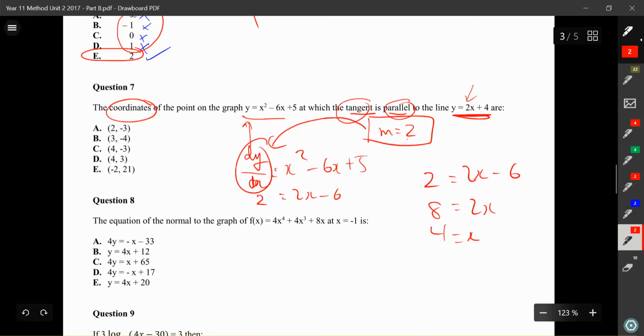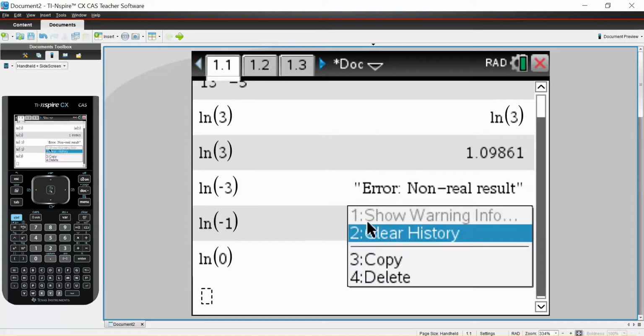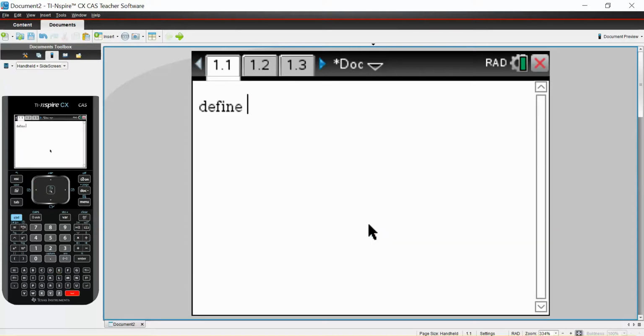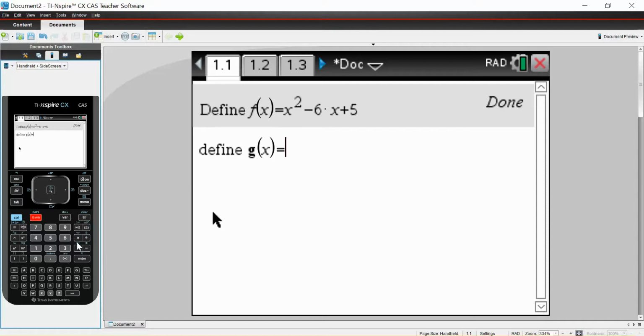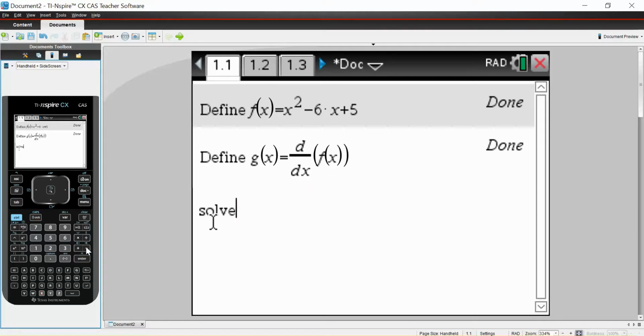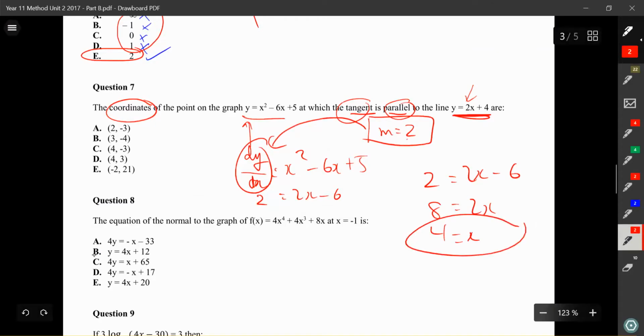You could do all that by hand, or if you had known, do it on the CAS the way I showed in the last video. I would have said define f of x equals x squared minus 6 times x plus 5. Was it plus 5? Yes, plus 5. Define g of x, which is the derivative. So shift minus gives you the derivative, and f of x. Okay, and what are you trying to do? You're trying to solve. So menu 3(1), solve for g of x to equal 2, because we want the gradient to equal 2. Solve for x, so you get x equals 4. Yeah, same thing, same drill.